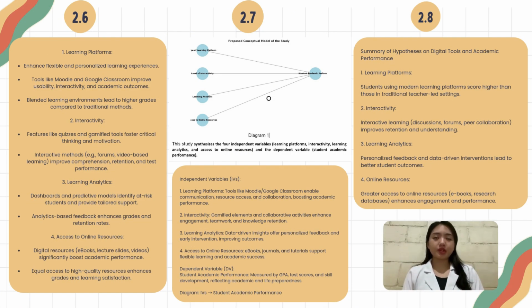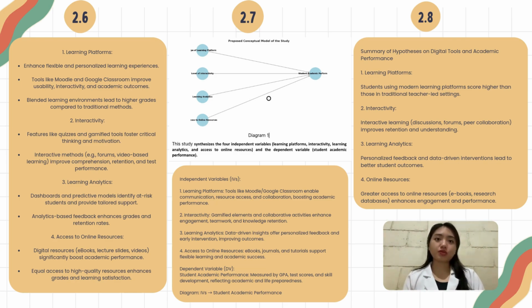Relationships among variables. Number one, learning platforms like Moodle and Google Classroom can enhance flexible and personalized learning to improve academic outcomes. Number two, interactivity fosters engagement through gamified tools and collaborative methods, which can boost retention and performance. Number three, learning analytics can provide tailored feedback and early intervention to improve grades and also retention rates. Number four, access to online resources such as ebooks and lecture slides ensures equal opportunities and self-paced learning.